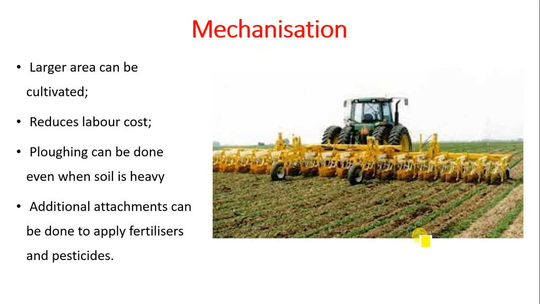Mechanization is another method that improves crop production. Large areas can be cultivated with mechanization. It reduces labor costs. Plowing can be done easily when the soil is heavy. Additional attachments can be used to apply fertilizers and pesticides. So when you cultivate a large area, obviously there will be more food production.